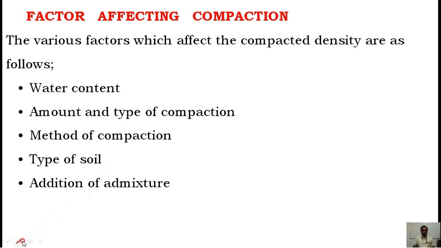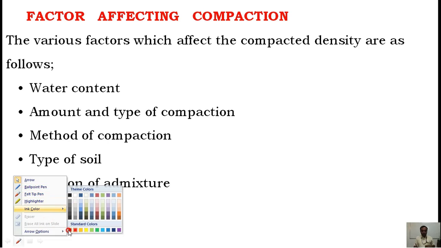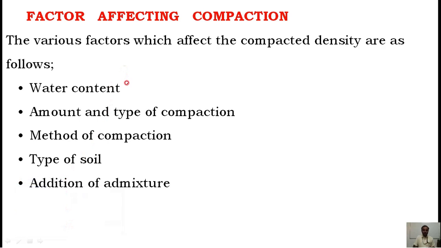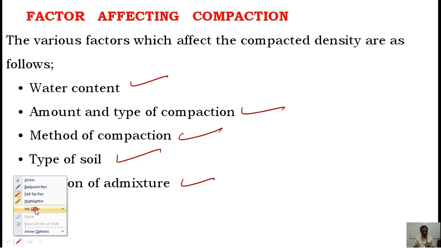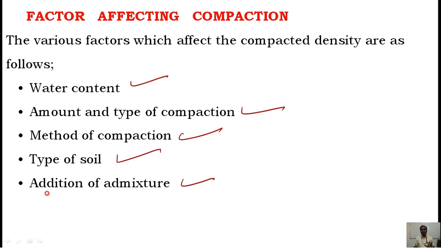In detail, we have only 5 parameters which disturb or help our compaction. The first is water content, the second is amount and type of compaction, the third is method of compaction, then type of soil, and admixtures used. These 5 parameters will affect the compaction, either positively or negatively, which we will see later. We'll study one by one how each will affect us.